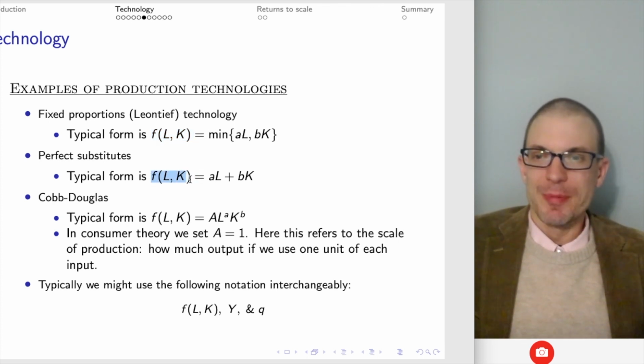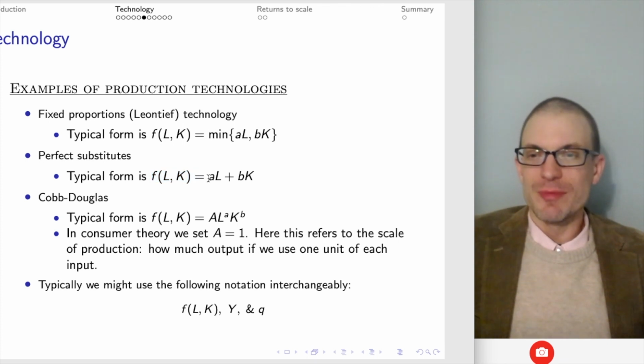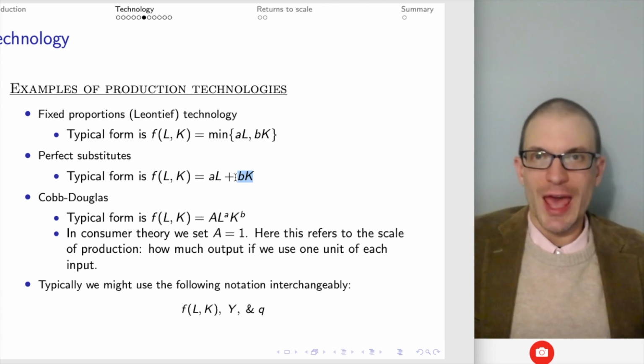Suppose labor and capital are substitutes, right? Then the amount I'm going to produce is going to be A times L plus B times K. And then reflecting the fact that labor and capital are indeed perfect substitutes, suppose A was 0. Now I'm getting all my production from machines. Or suppose B is 0. Now I'm getting all my production from labor.